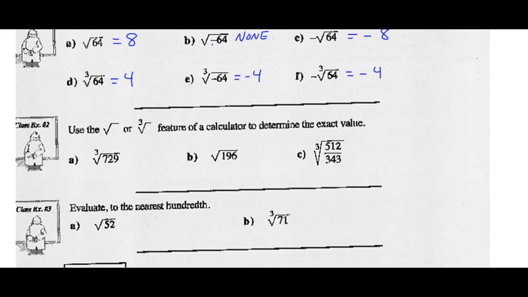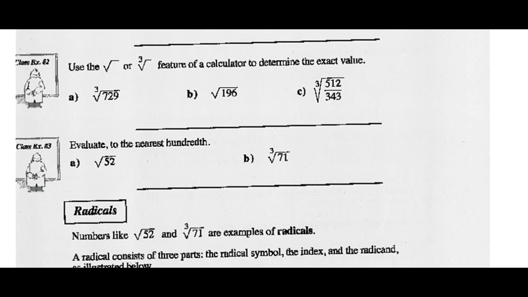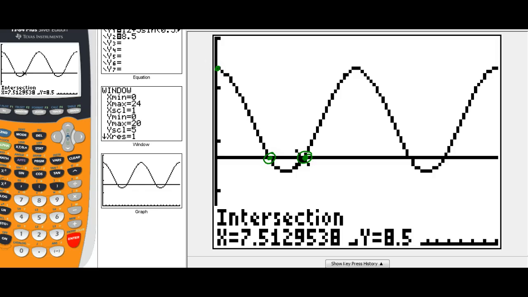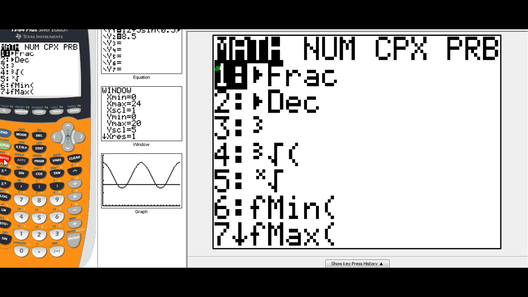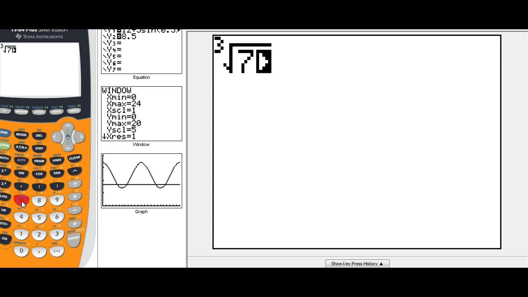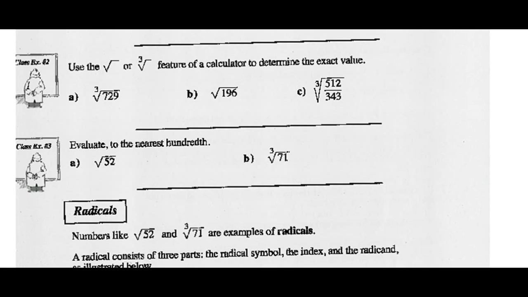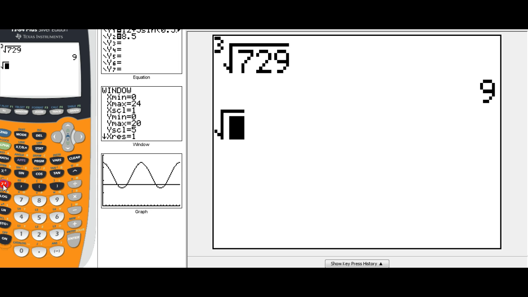So using your square root or cube root feature on our calculator, find the exact values. Cube root of 729. So if we get our calculator, let's figure out the cube root of 729. If you hit your math button and go down to number 4, we get the cube root of 729. That has a value of 9. Square root of 196 has a value of 14.